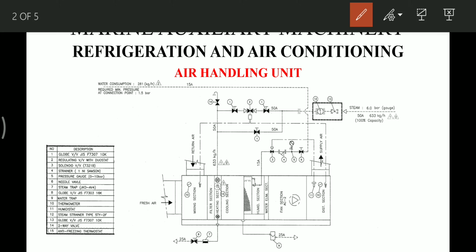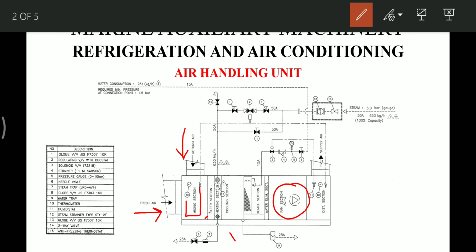So the components which are there in air handling unit are, first one is this fan. Then we have this mixing section. The fresh air enters from here and the return air, that is the recirculation air, enters from here and recirculation takes place here. Then we have filter section. So this is the filter section. So air gets filtered here.